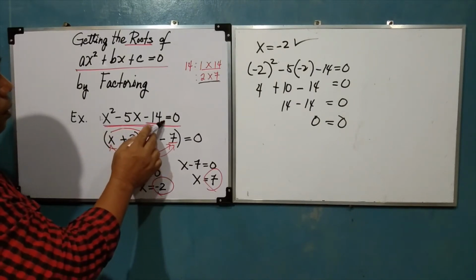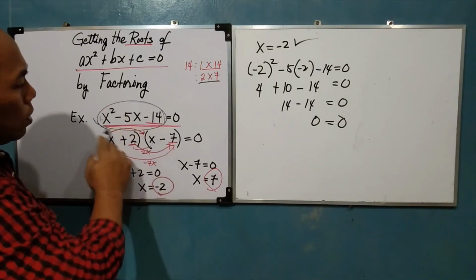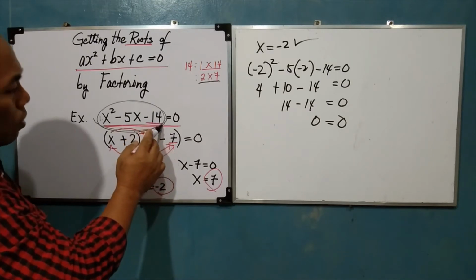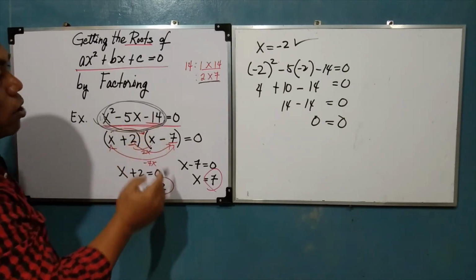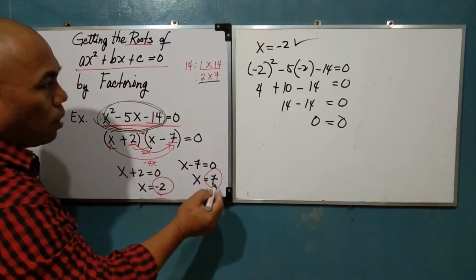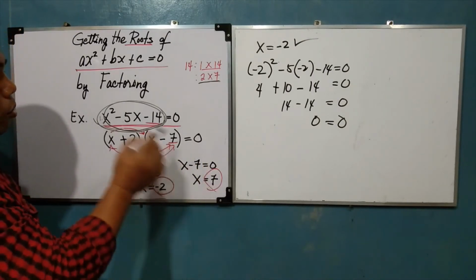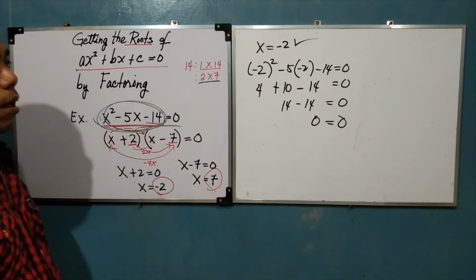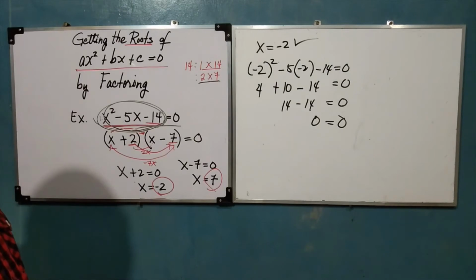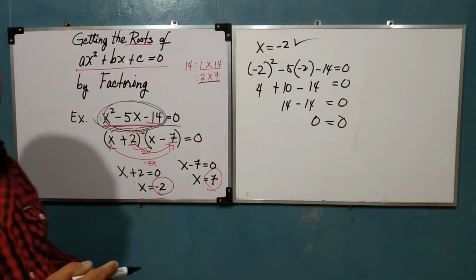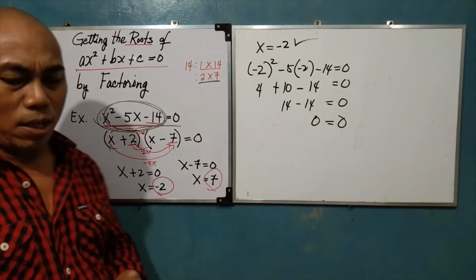Then, once you get the value of 0 on the left side of this equation, we can say that 7 is really a root of this quadratic equation. Now, for another example about getting the roots of a quadratic equation by factoring.